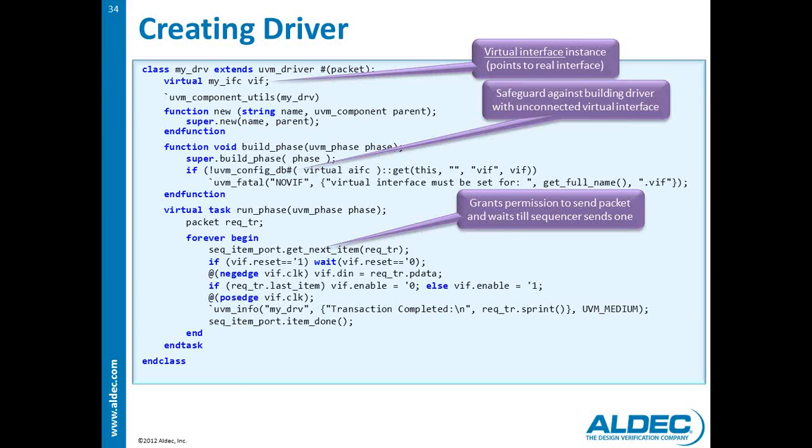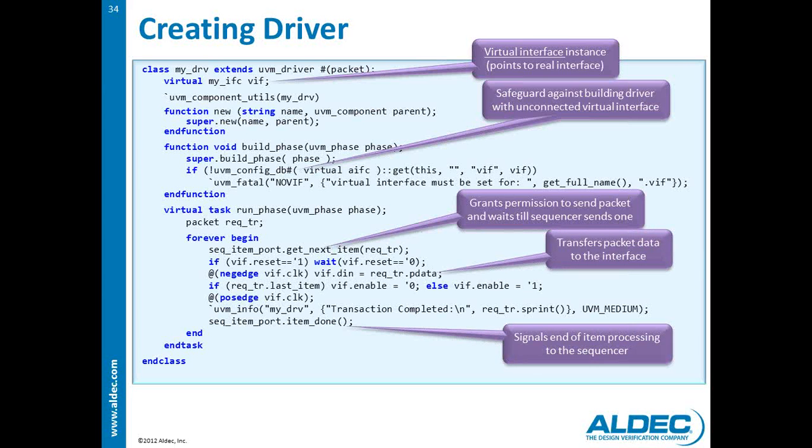Once the sequencer sent us a packet, of course, we can retrieve data from that packet and synchronize it with our bus. So typically we will be waiting till resets or other global signals prevent us from doing anything. We will be waiting for proper edges of the clock. And when it happens, we will be sending data from our packet received from the sequencer to appropriate lines of our interface.